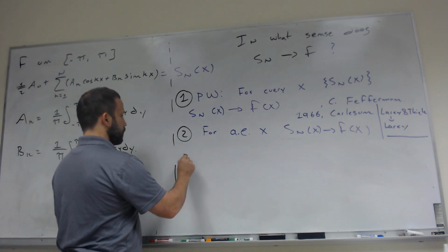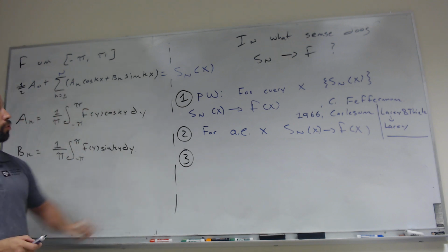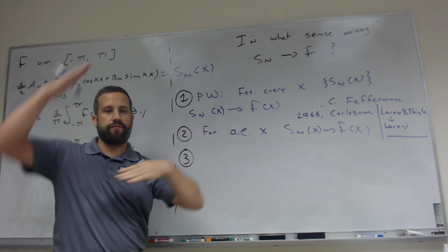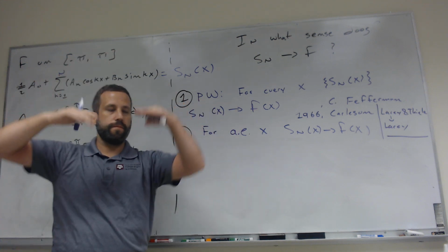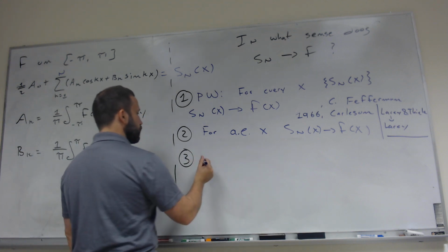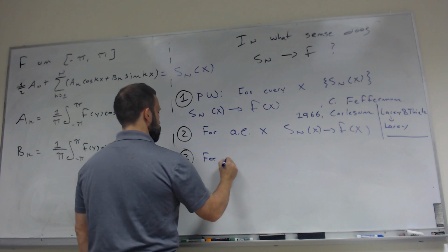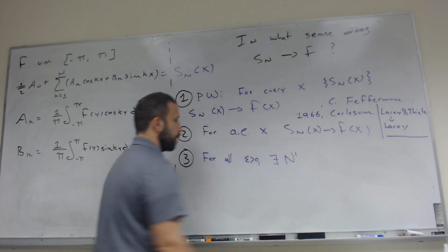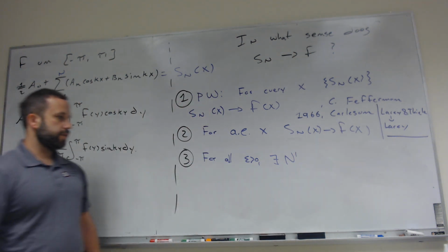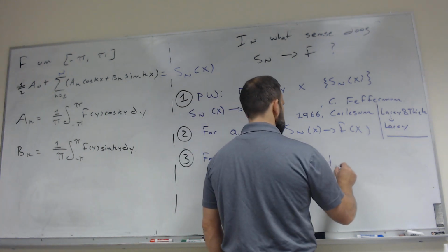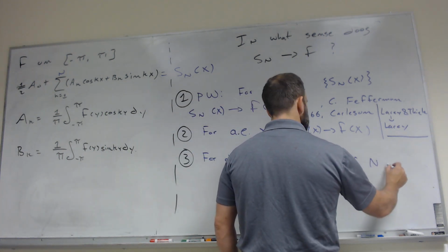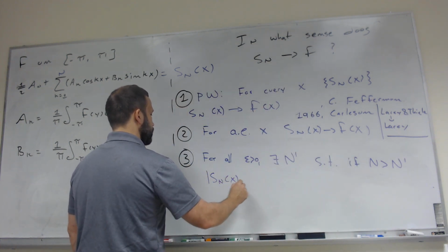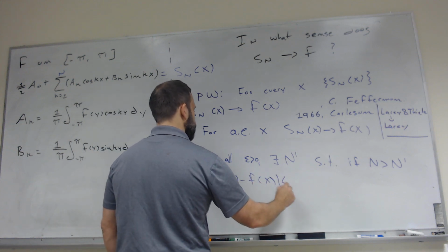All right, so 3. What's another way that we can converge? Well, we can actually make this a little bit stronger. And we can actually insist that the rates of convergence for every x are uniform. So what I mean by this is, for all epsilon greater than 0, there exists an n prime. So remember, backwards e means there exists. There exists an n prime such that if n is greater than n prime, then the absolute value of Sn of x minus f of x is less than epsilon.